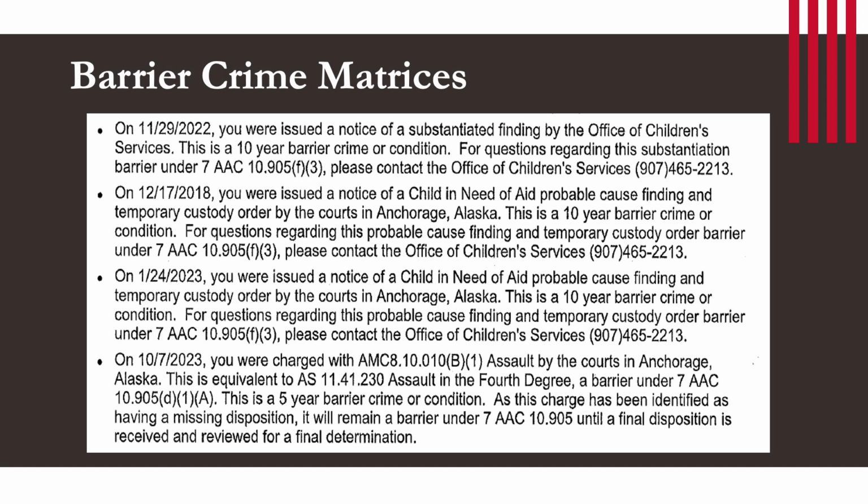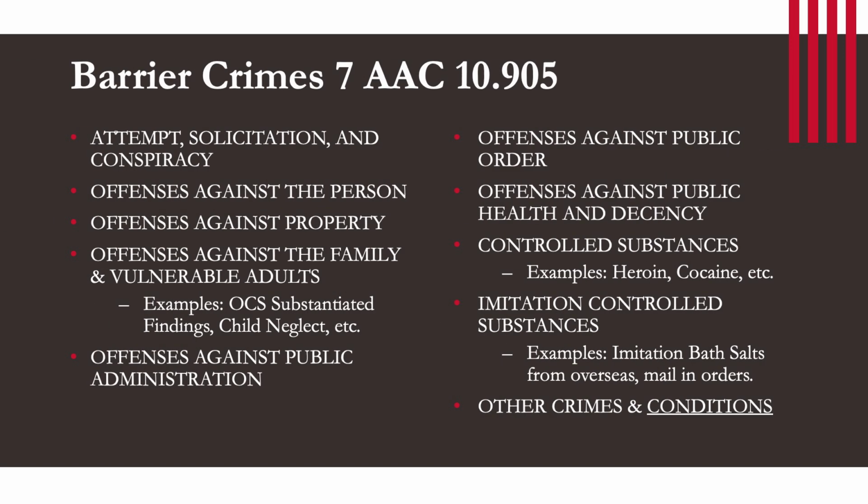In the fourth bullet, this individual was charged with assault in the fourth degree. Note, this is a criminal barrier. This is listed as a 5-year barrier. We know that this is currently an active criminal case before the court because it says that there is a missing disposition and will remain a barrier until a final disposition is received. Once there is a disposition attached, this barrier will remain on an individual's record for 5 years from the date of disposition or conviction.